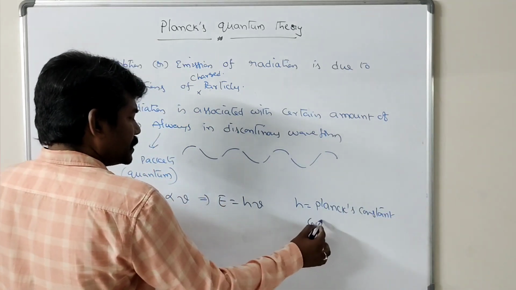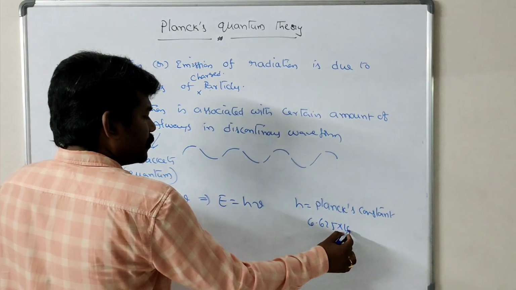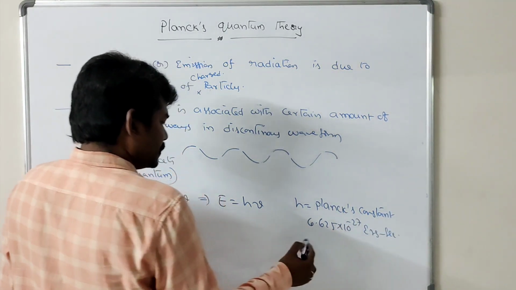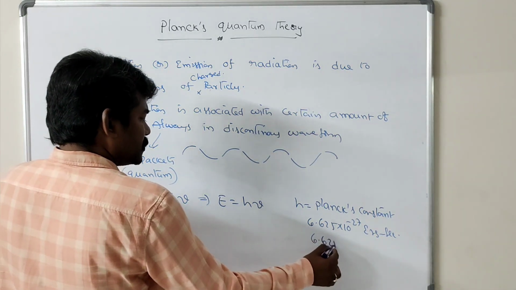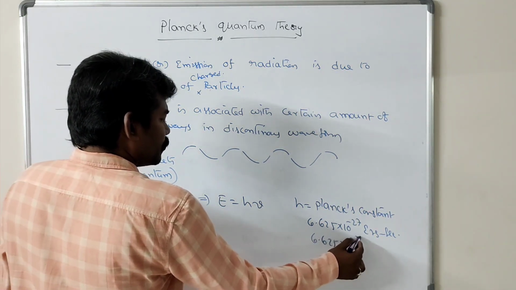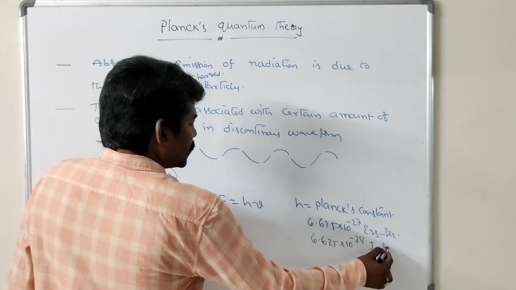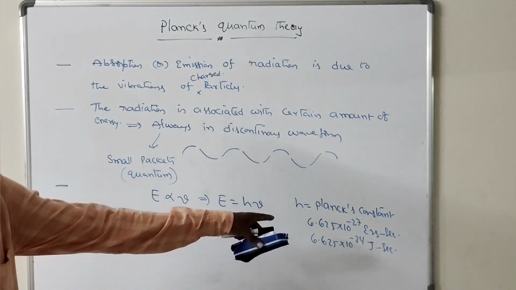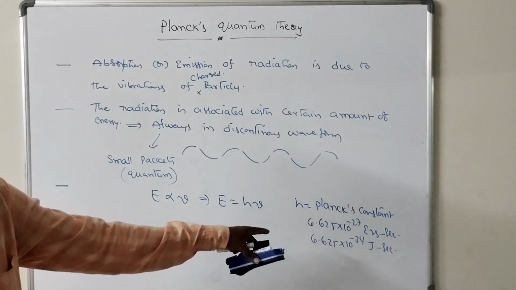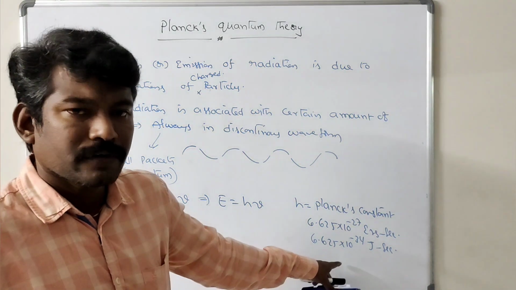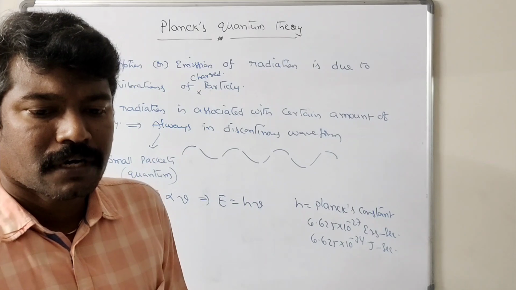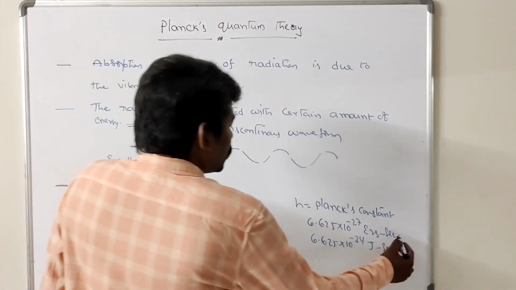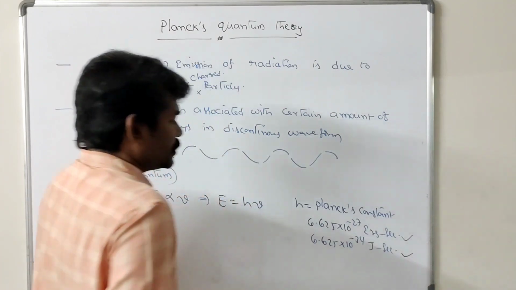The value of h is 6.625 into 10 power minus 27 erg second, or 6.625 into 10 to the power of minus 34 joule second. These two values are most important.